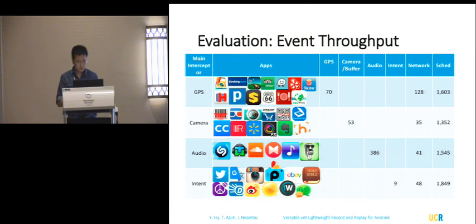So now I will show you some evaluations. According to our experiments, we can replay 50 apps, most of them very popular on Google Play. For GPS apps, the GPS event throughput is around 70, and for camera apps, the buffer frame rate is around 50. Also, we can see that the schedule rate, the last column, is quite heavy. So we see that event throughput is very high, so we need to replay that.